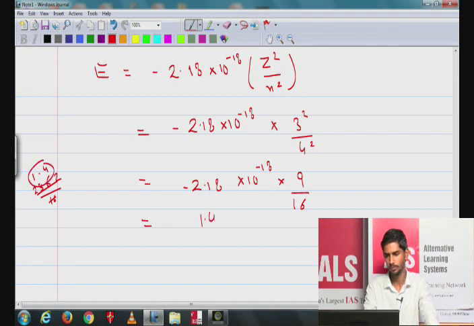Answer should be 1.4 into 10 to the power minus 18 joule. This is the energy.